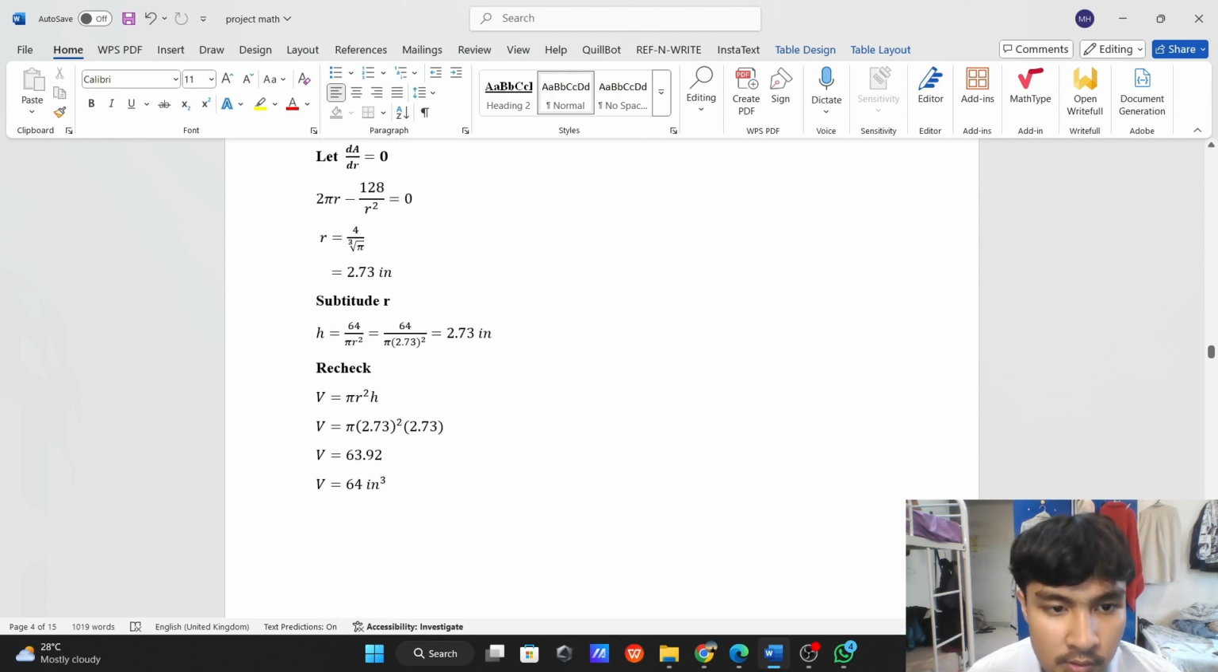Next, we substitute r into the equation for h. The answer is h equals 2.03 inch. And then we recheck. We get the same answer, 64 inch cubed.